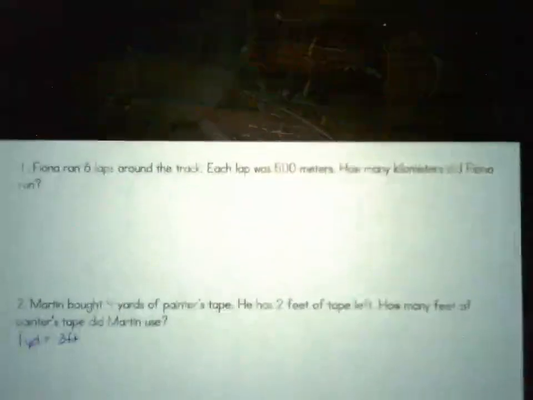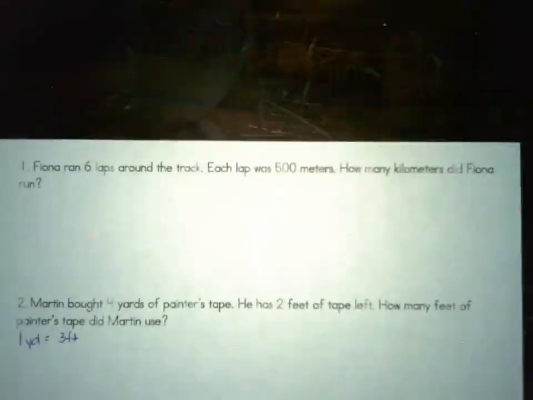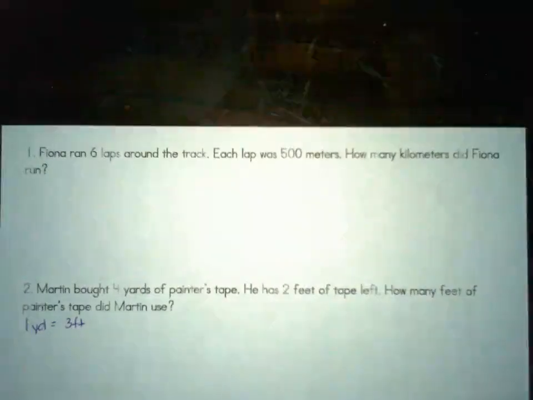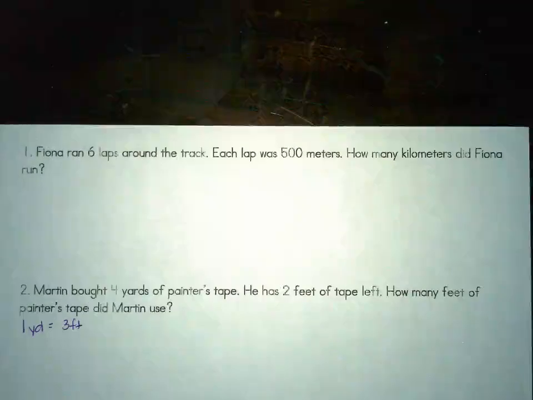So today, we're going to be looking at converting measurements with word problems, okay? So that's what you're going to be working on this week. And this is the video that you can refer back to throughout the week if you need some help. So I have some word problems here that I want to work through with you.